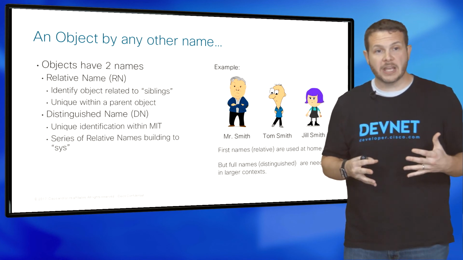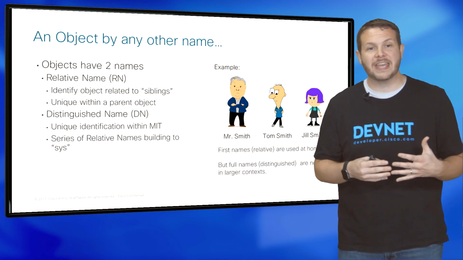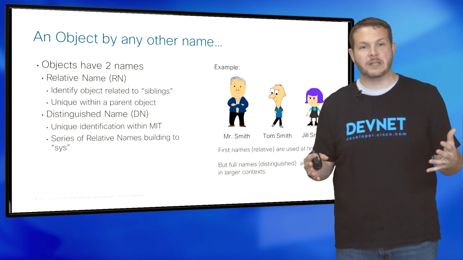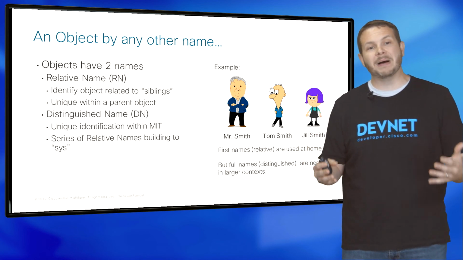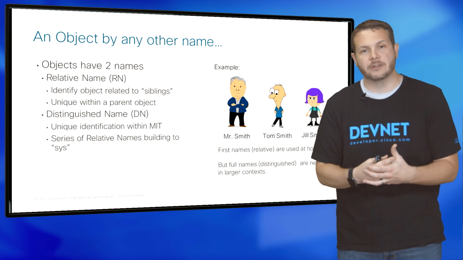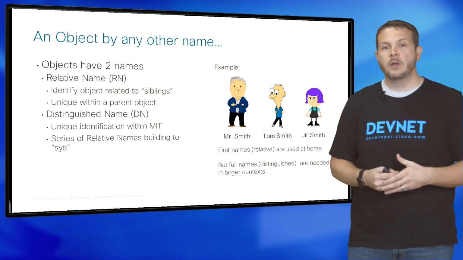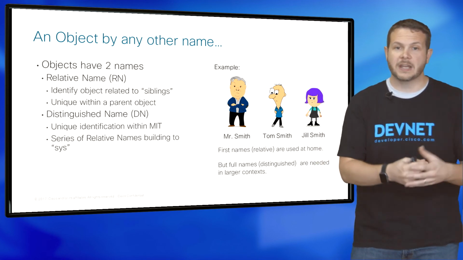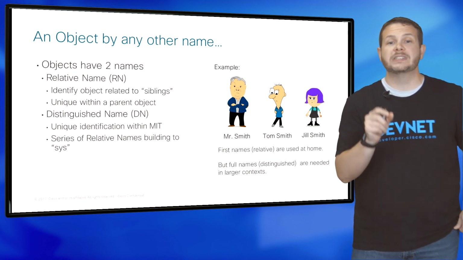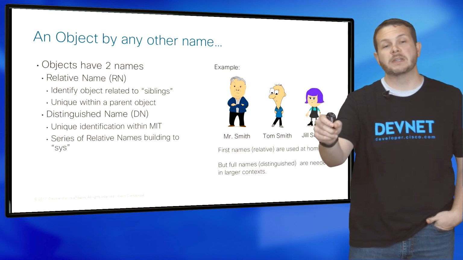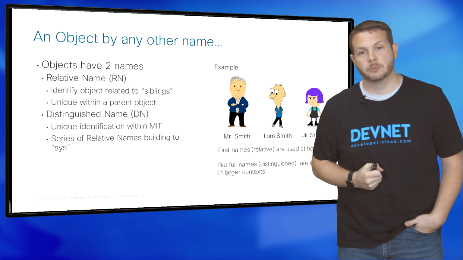Now, the distinguished name is how we actually get the unique identification across the management information tree, and it's created by combining all of the relative names together. So back to our example, while Tom is a relative name, Tom Smith is his full distinguished name. Jill Smith is her distinguished name as we go through.